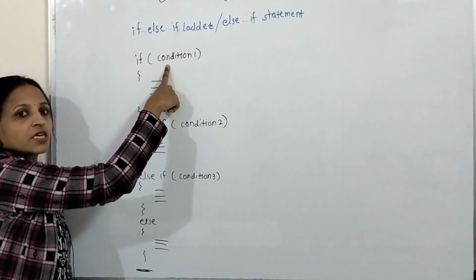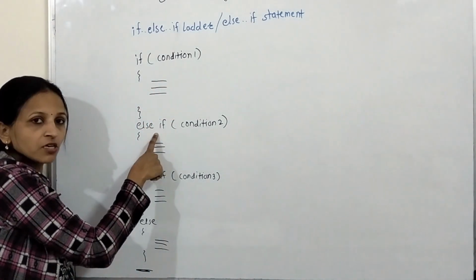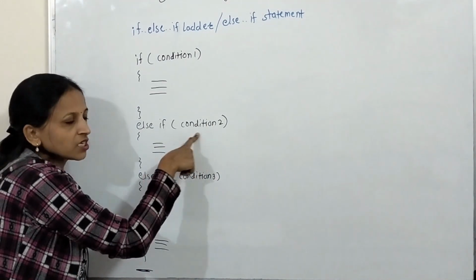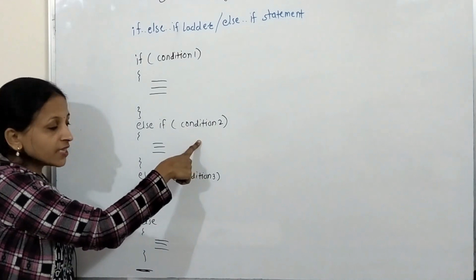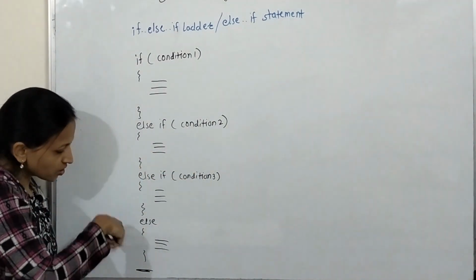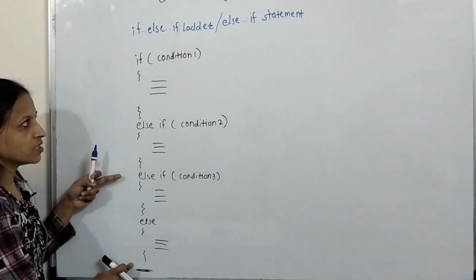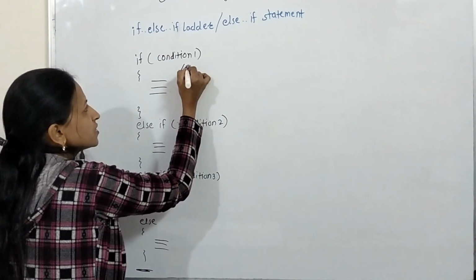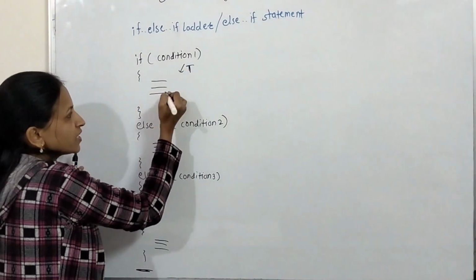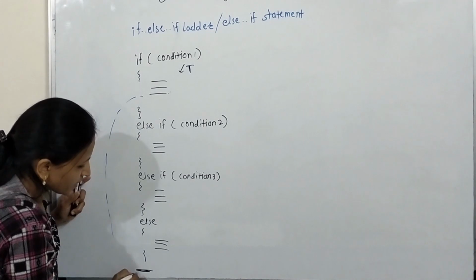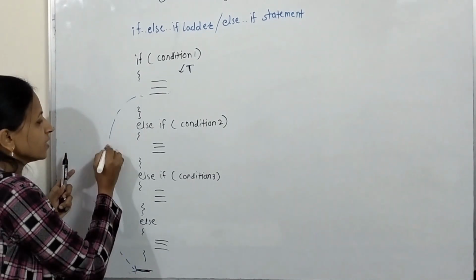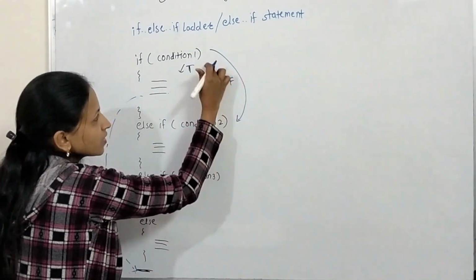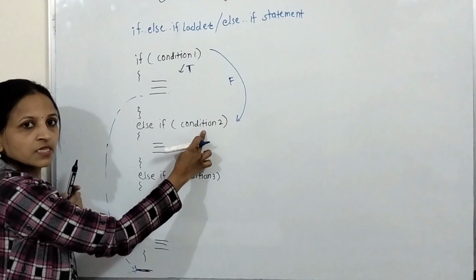See, if initially this condition is false, then control will go here to check the next condition, mentioned here as condition 2. It will check this condition 2. If it is true, then it will execute this part, and again control will be directly shifted here. If this part gets executed, control will automatically shift to this place. Getting? If this is false, then condition 2 will get checked in this way.